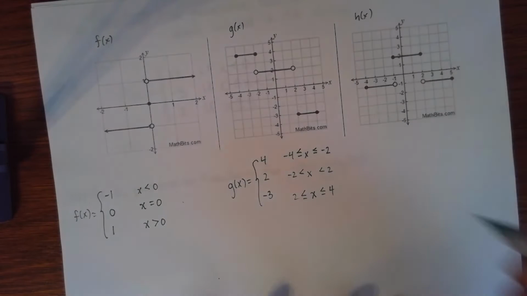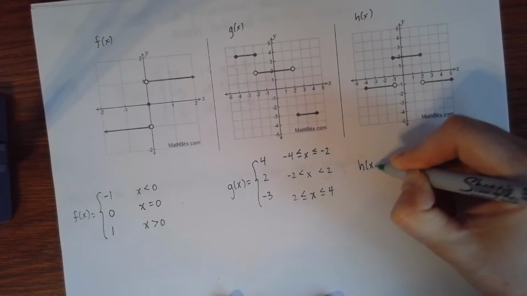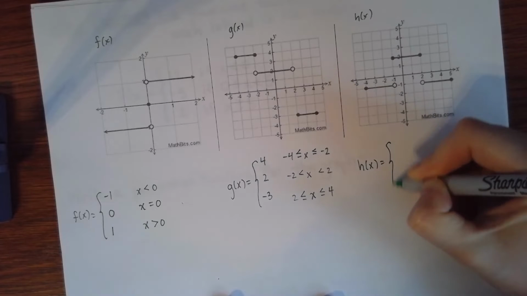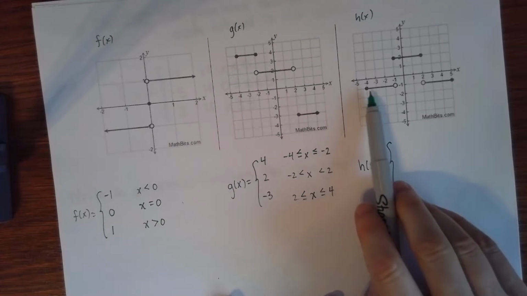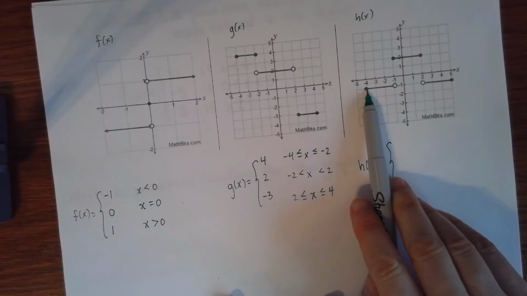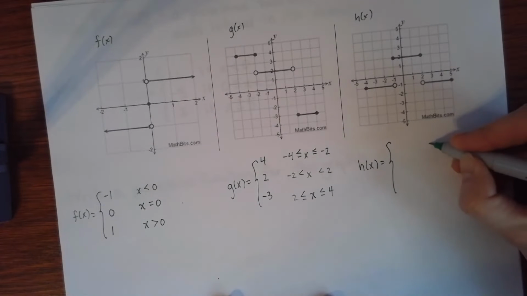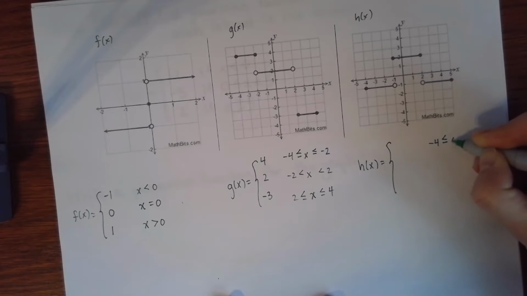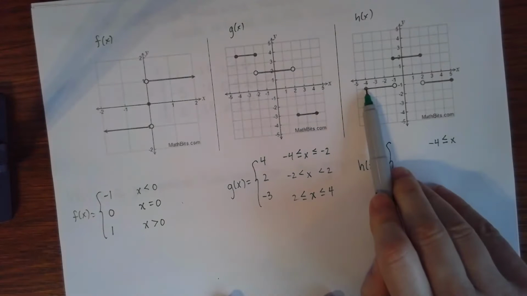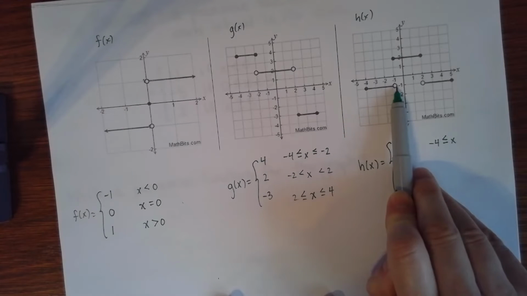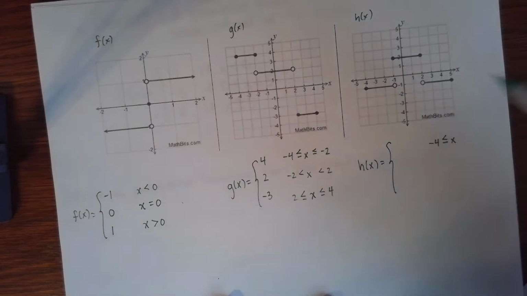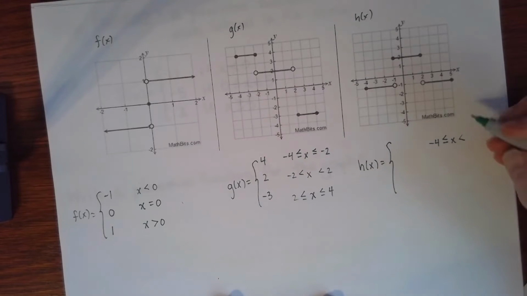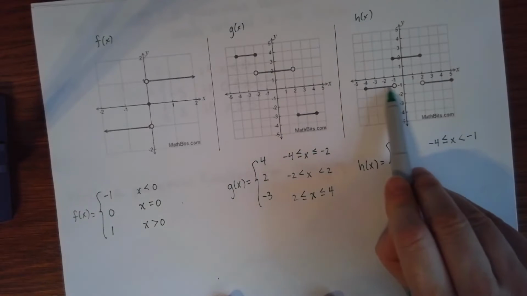Okay, and then the last one, h of x. Again, going left to right, the smallest value we see defined would be -4, and it is equal to that. And then that value will continue up until we reach -1, but not at -1. So that would have to be strictly less than -1. And that value is at -1.